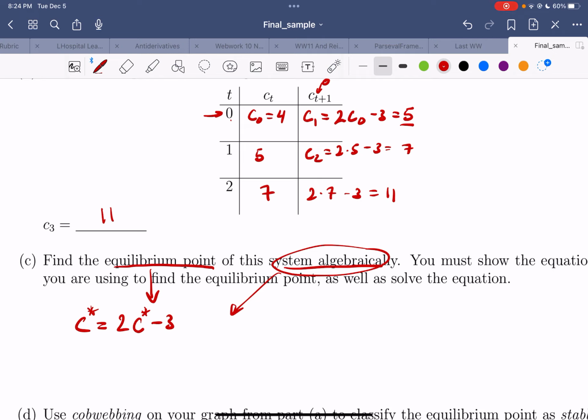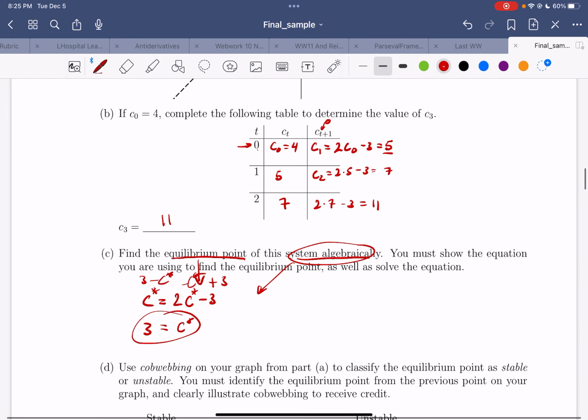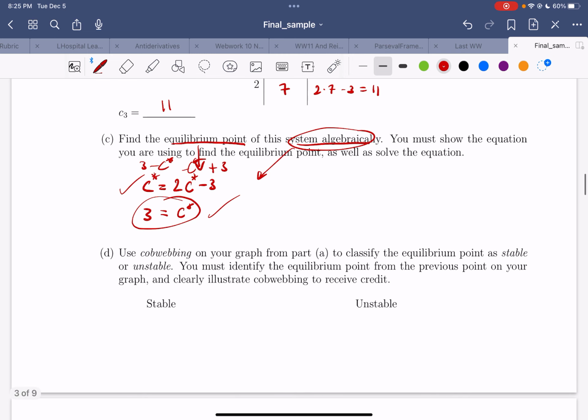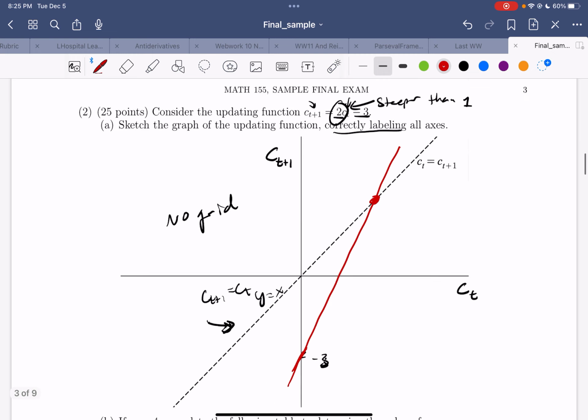All right, let's subtract C from both sides. Minus C, and let's also add 3 while we're at it. Plus 3, plus 3. So now the 3 is over here, and then 2C minus C, that's just C. Hey, we have now solved algebraically. You must show the equation you are using to find the equilibrium point. Okay, we did. As well as solve the equation. Okay, we did.